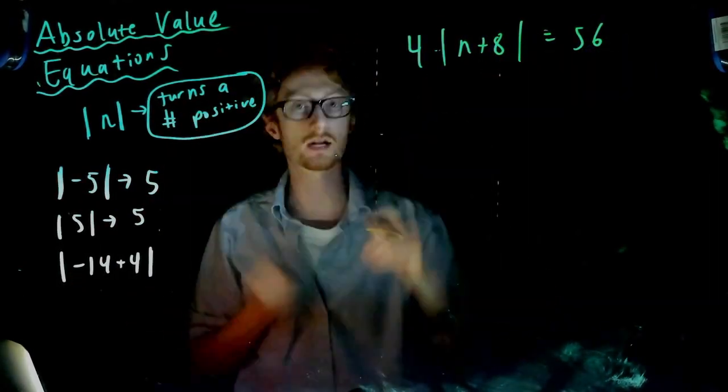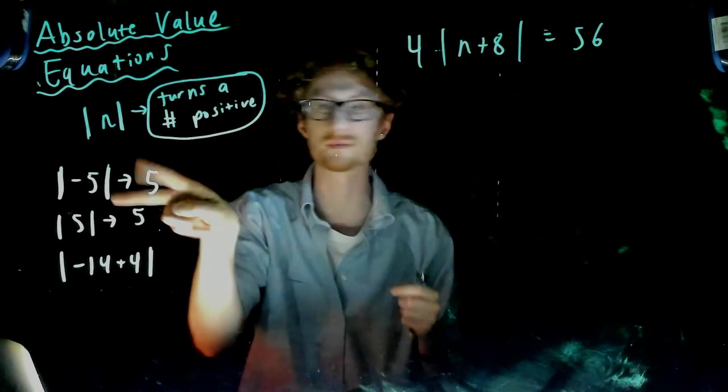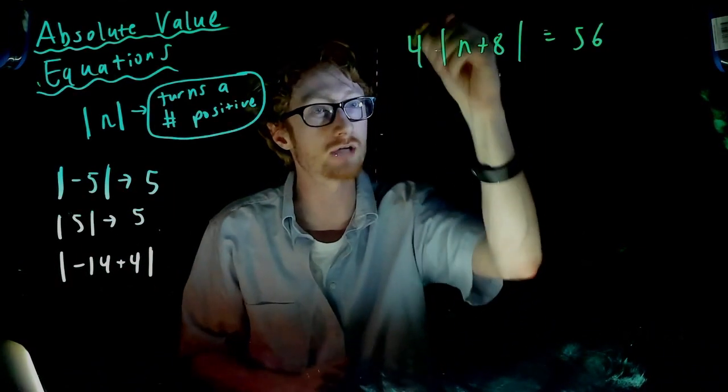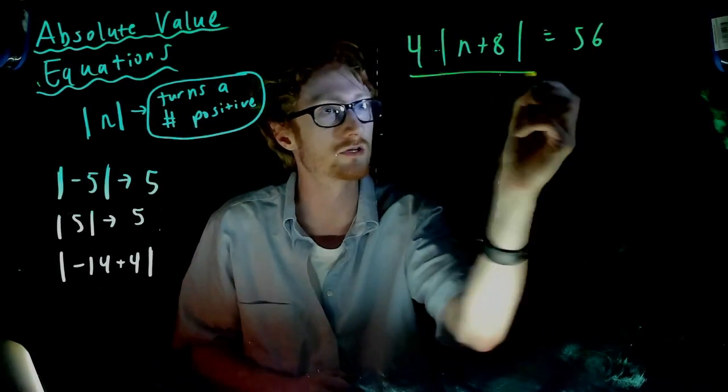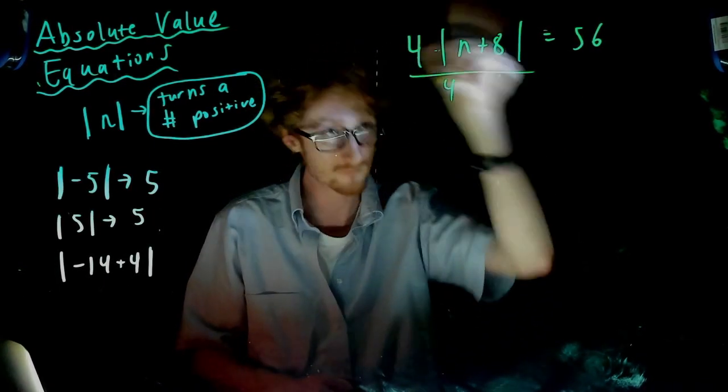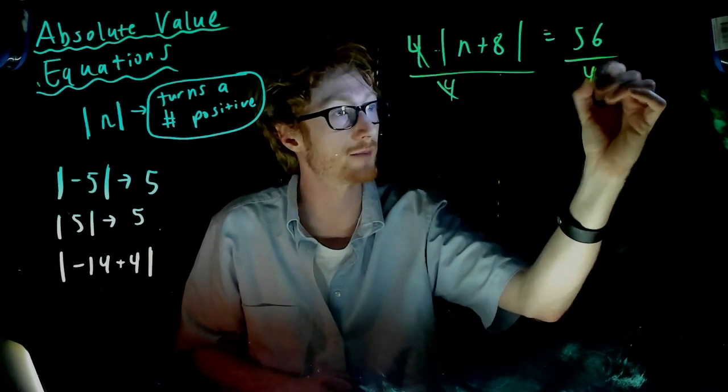So now, this one you're going to have two separate answers like I always said, but your answers aren't going to be switched signs like they have been. So you can distribute the 4 in. However, I like to get the bars by themselves first. It doesn't really matter. So I'm going to divide by 4, because again, 4 is being multiplied by all this. So I'm going to divide by 4.